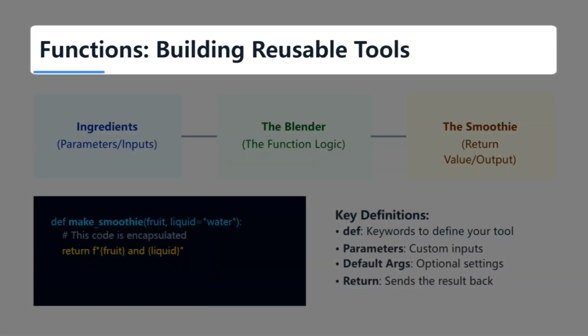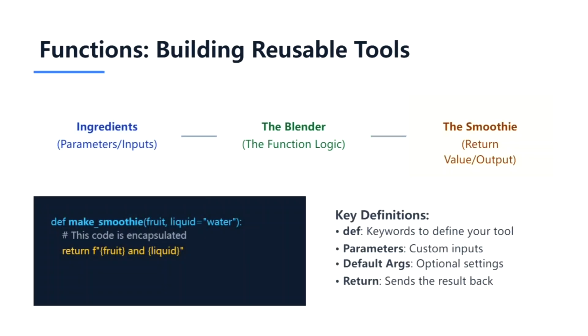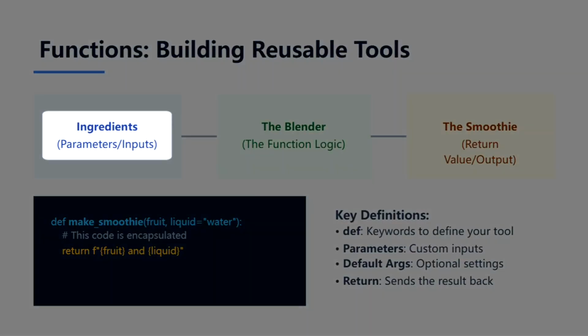Now that we've seen how to repeat tasks with loops, let's look at how we can package those tasks into reusable tools called functions. Think of functions as a way to avoid writing the same code over and over again. We build the tool once and use it whenever we need it. To understand how they work, imagine a kitchen blender.